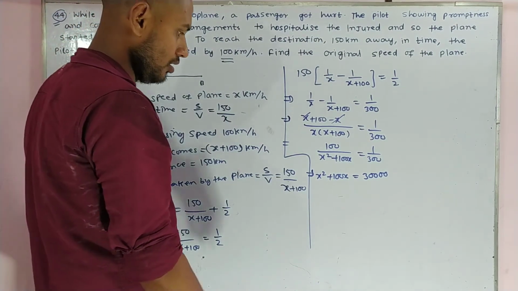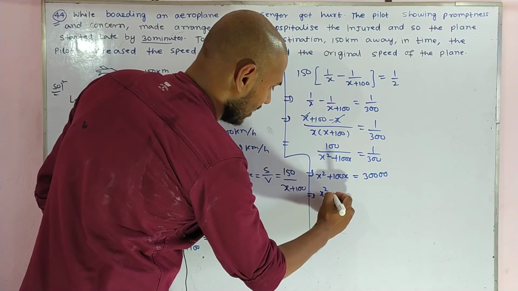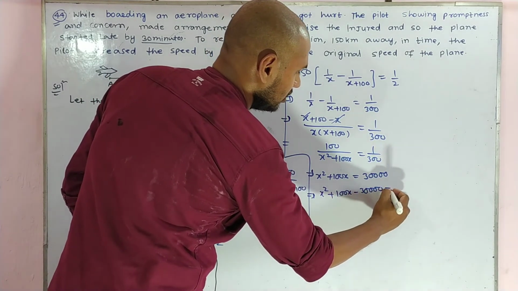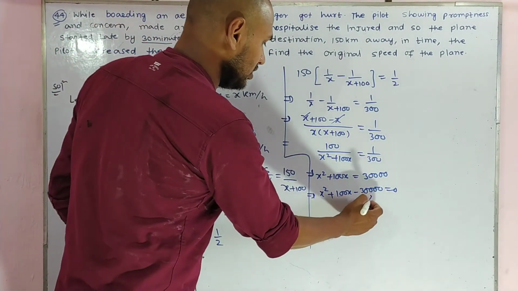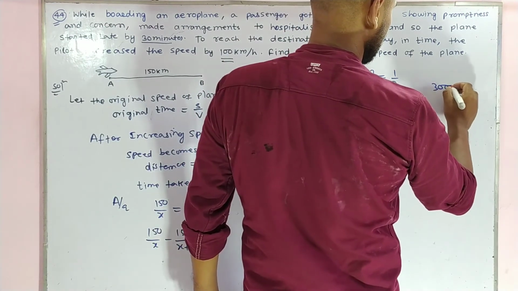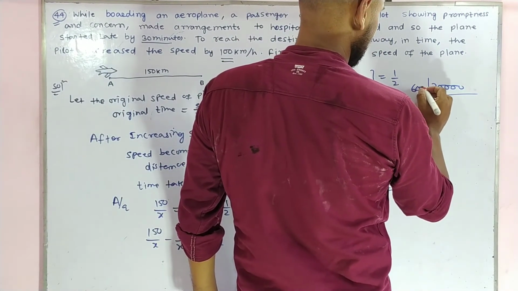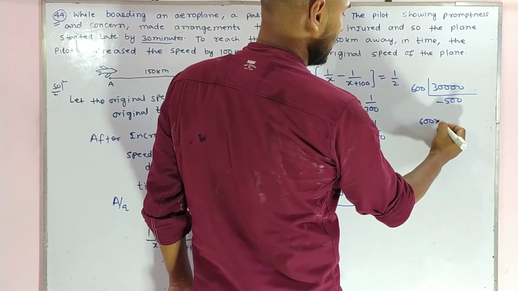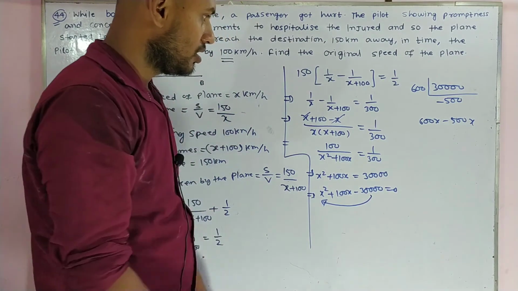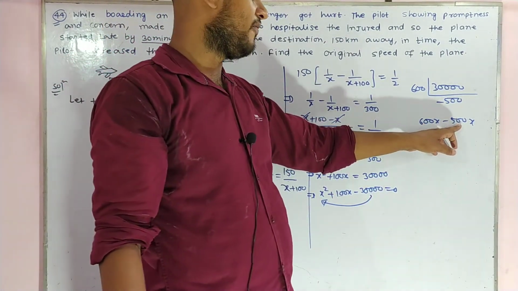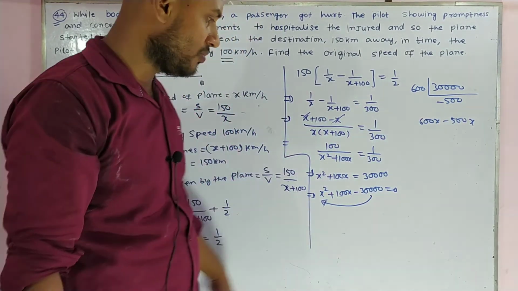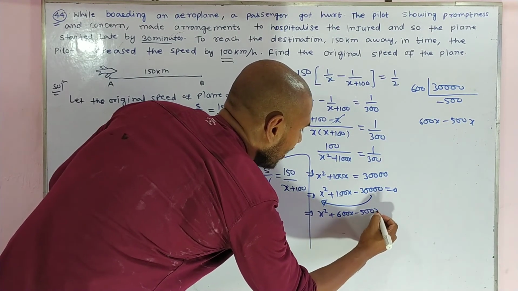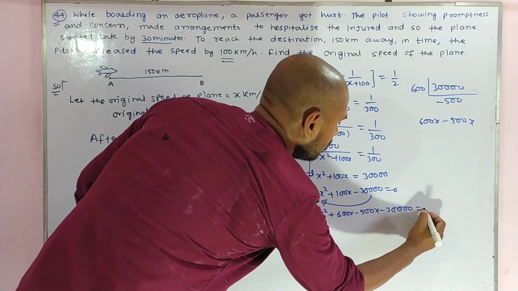And from here, arranging, x square plus 100x minus 30,000 equal to 0. And as you factorize 30,000, you get 600 and 500. This one plus and this one minus. 600x minus 500x, you get 100x. And as you multiply 600 into 500x, you get 30,000x in minus. So we put in place of 100x, 600x minus 500x, minus 30,000 equal to 0.